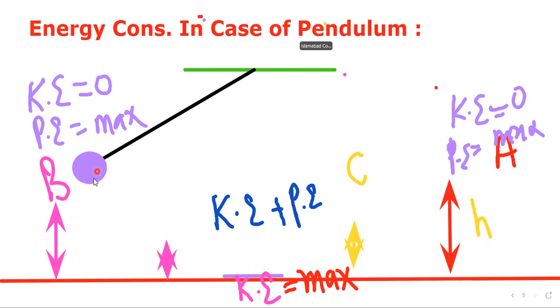Similarly, when the pendulum reaches the extreme position, it will take a short rest. When it is in a state of rest, there would be no kinetic energy. So at the extreme position, whether it is here or here, its kinetic energy is 0 because of the rest position. Whereas at B and A, the gravitational potential energy would be maximum.